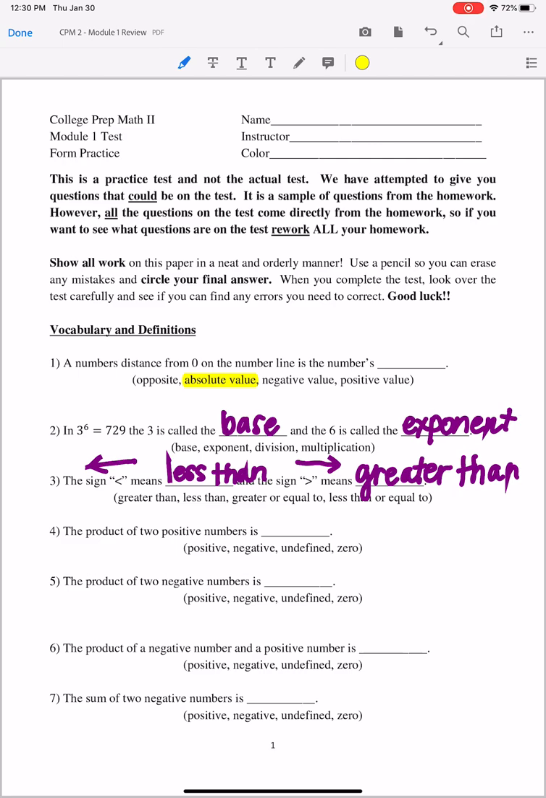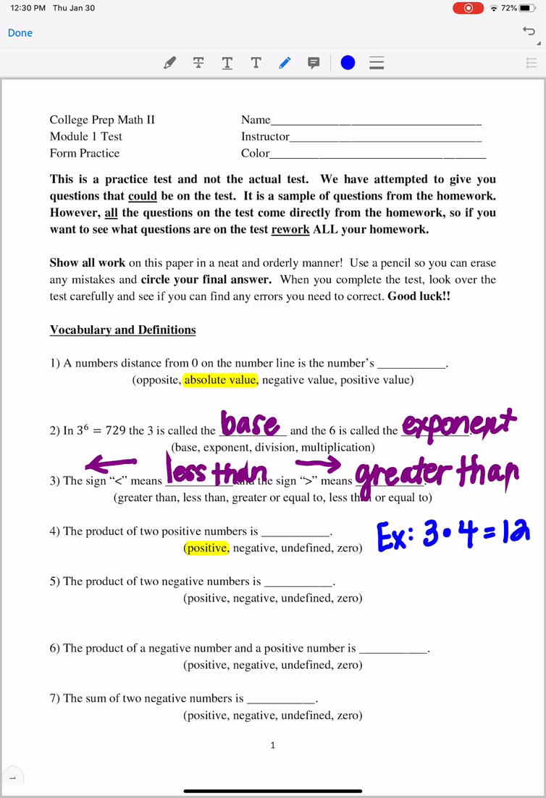The product of two positive numbers is positive. Positive will always be positive. So, for example, and let's do our examples in blue, what's some good numbers? 3 times 4 is 12.